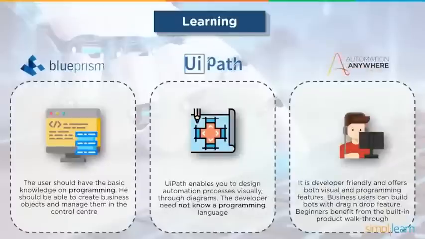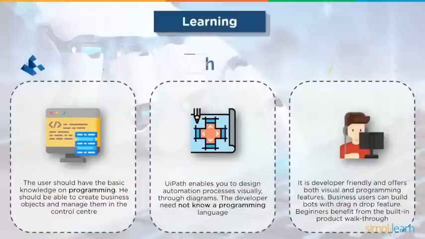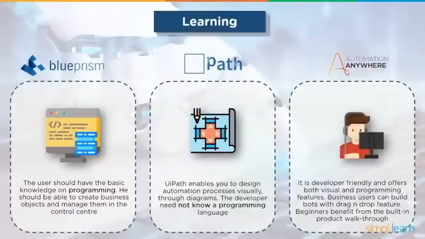Moving on to the next feature, learning. Now, in case of Blue Prism, the user should have the necessary knowledge of programming. He should be able to create business objects and manage them in the control center. UiPath enables you to design automation processes visually through diagrams. The developer need not know a programming language in particular.